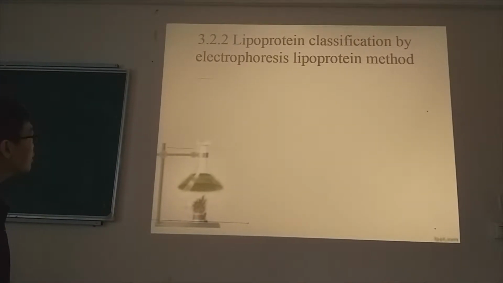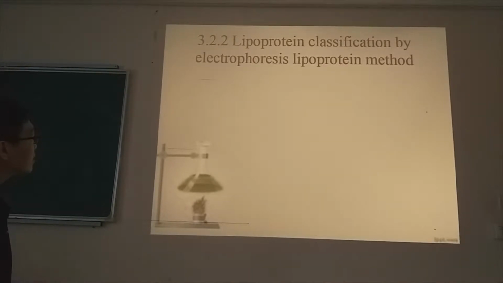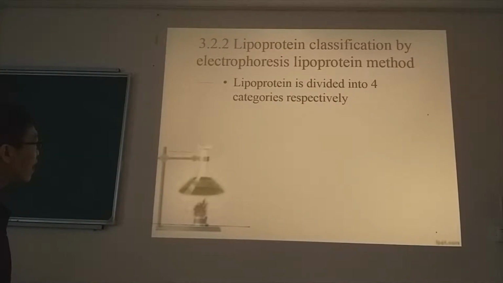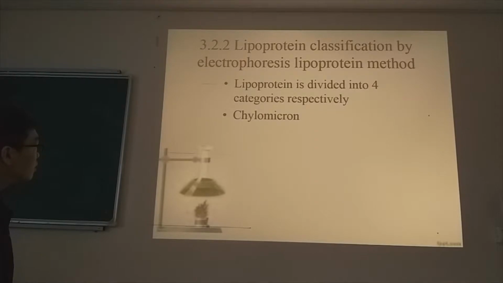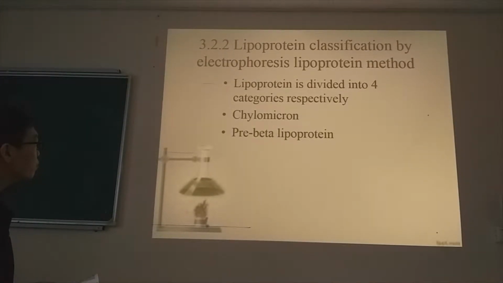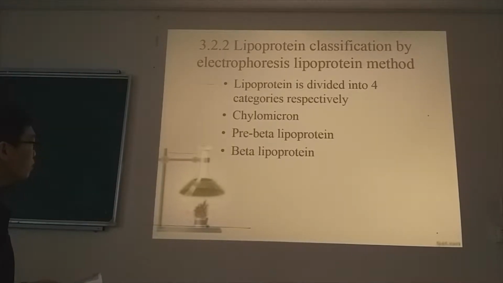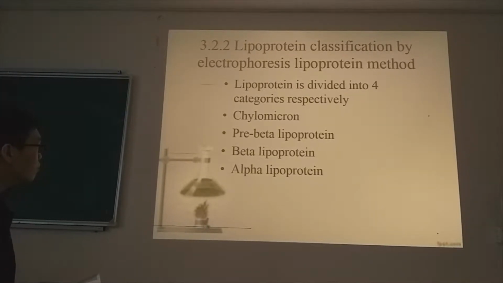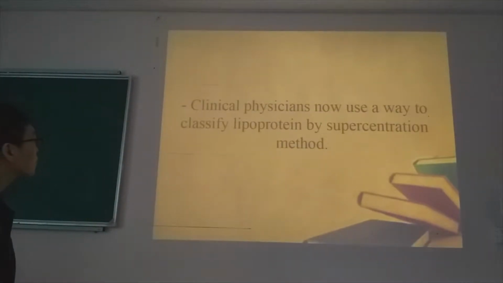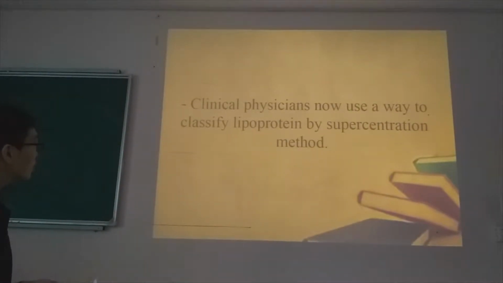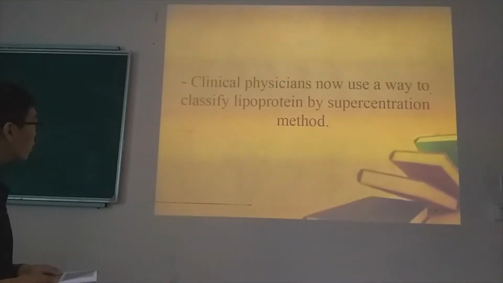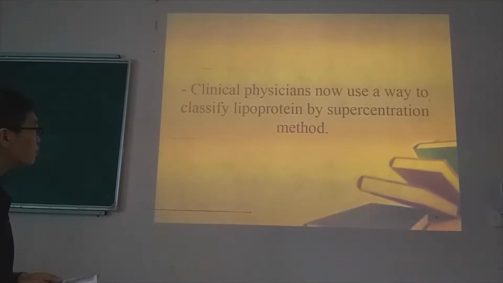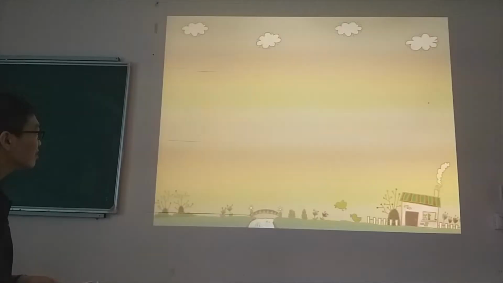Lipoprotein classification by electrophoresis methods. Lipoprotein is divided into 4 categories respectively: chylomicron, pre-beta lipoprotein, beta lipoprotein, alpha lipoprotein. Okay, now, but clinical physicians now use a way to classify lipoprotein by ultracentrifugation method.